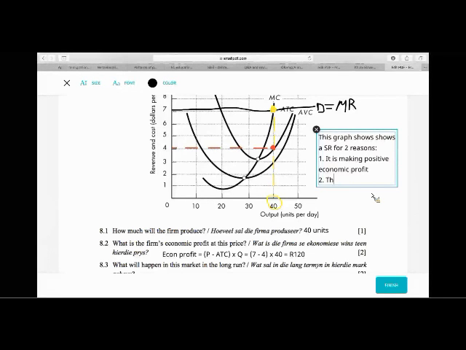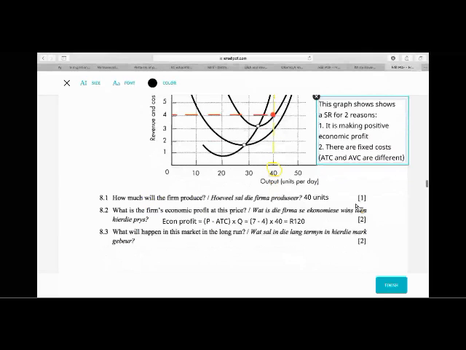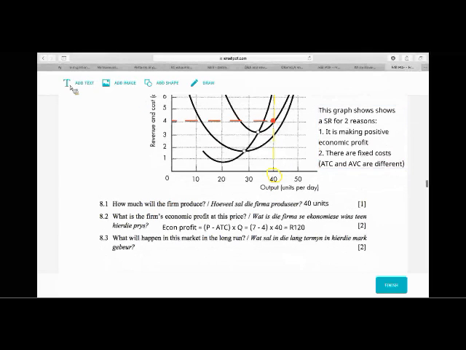Secondly, there are fixed costs. How do I know there are fixed costs? Because ATC and AVC are different. So the fact that ATC and AVC are different implies that there's a fixed cost, which implies that this is the short run. Okay, so we're dealing with a short run scenario here. And this short run scenario is going to change the market in the long run. And it's going to change the market in the following way.